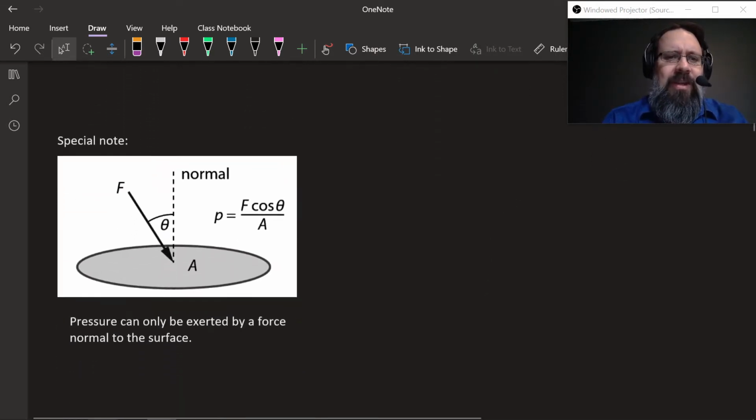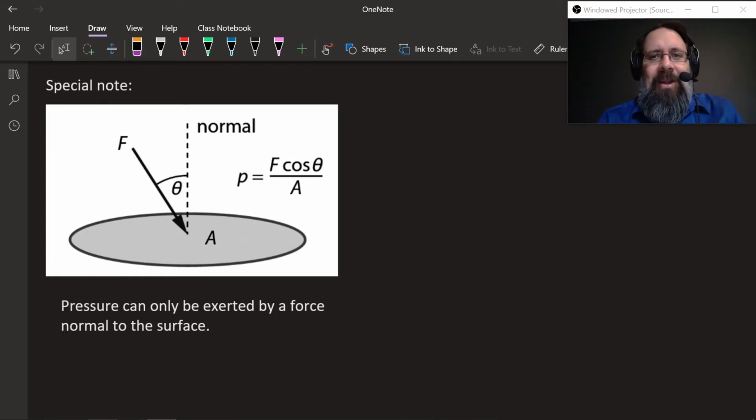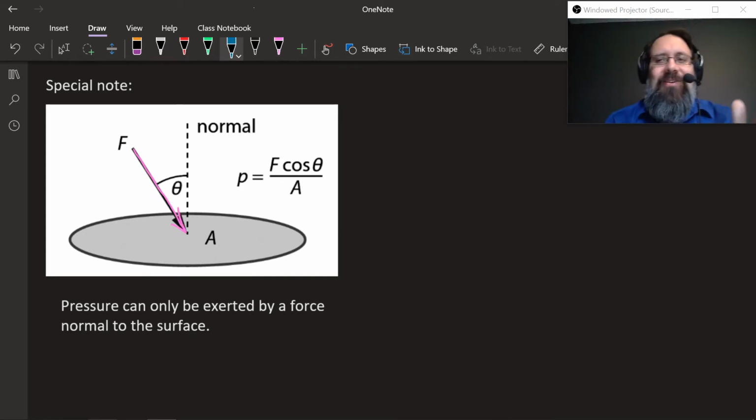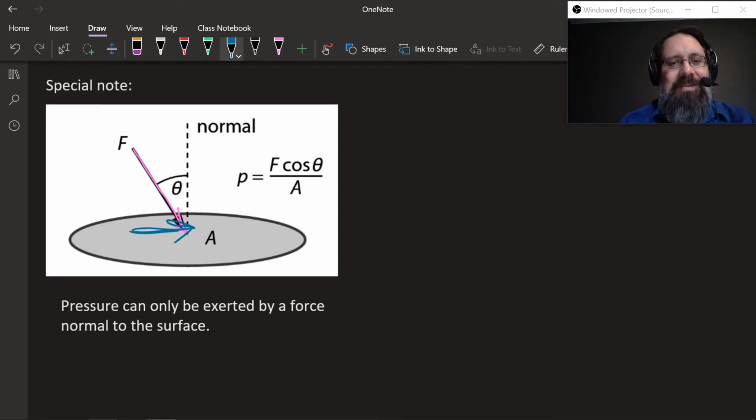There is a special note that I want to make here before moving on. This is probably not going to matter at all, but I just need to mention it. Pressure is always defined as the vertical component of the force. So if you've got this force exerted on a surface, realize that if you're pushing sideways, you're not actually exerting a force on the surface. So the sideways component of this force doesn't exert any pressure. It's only the perpendicular to the surface that exerts a pressure.